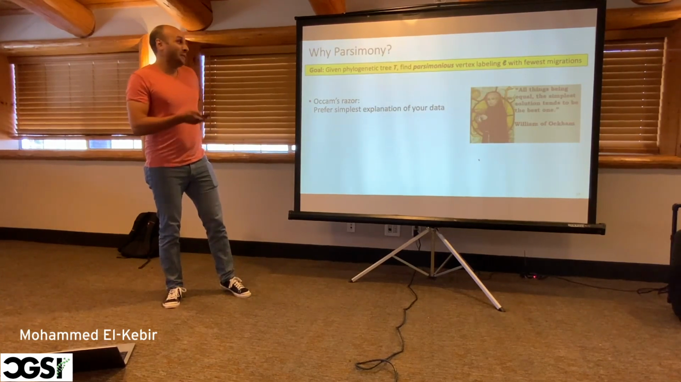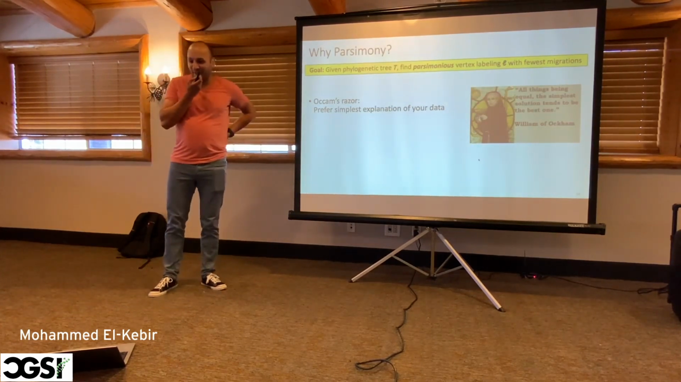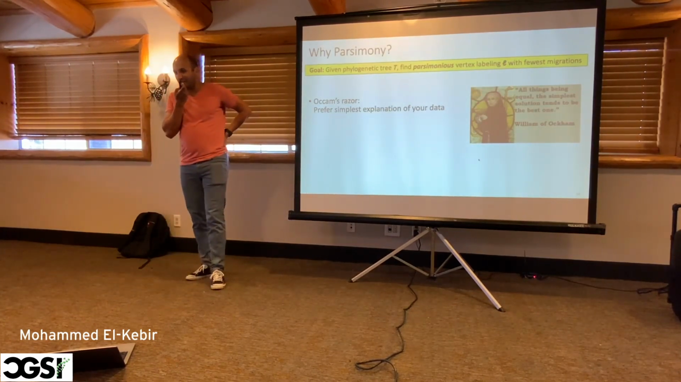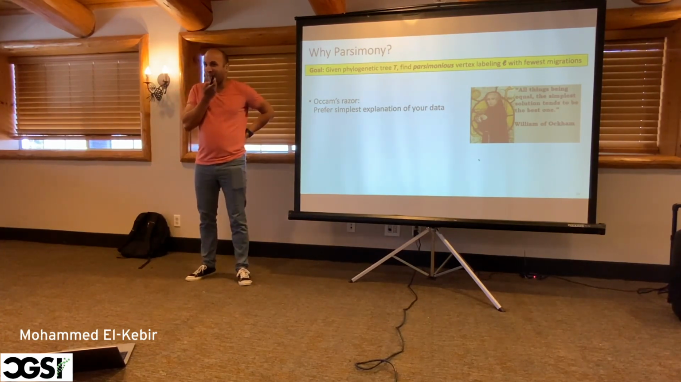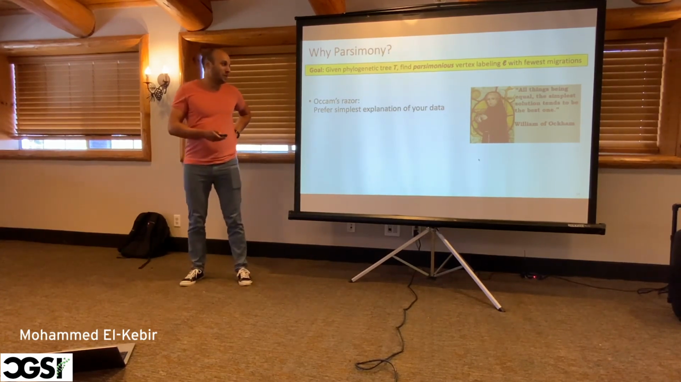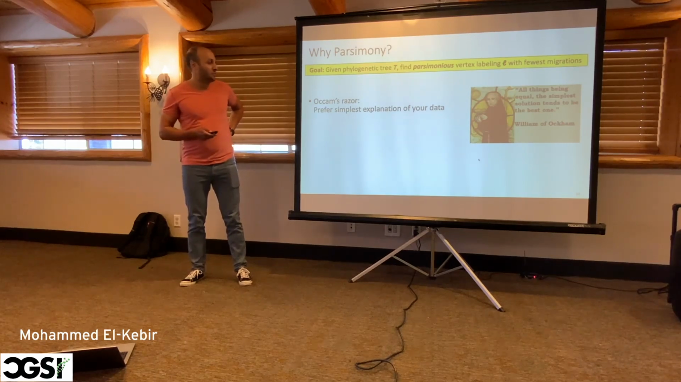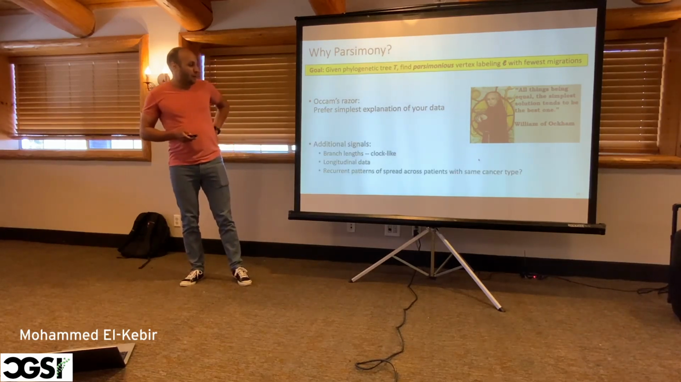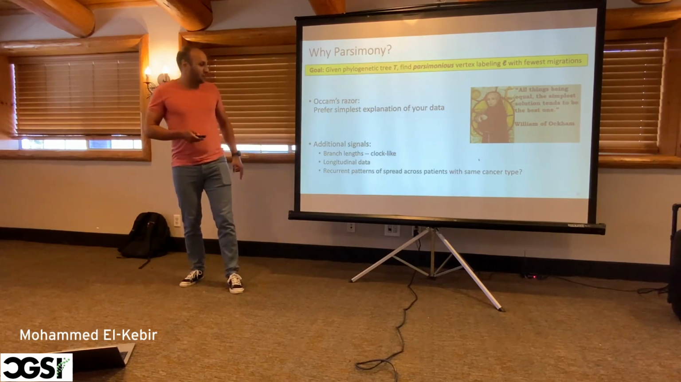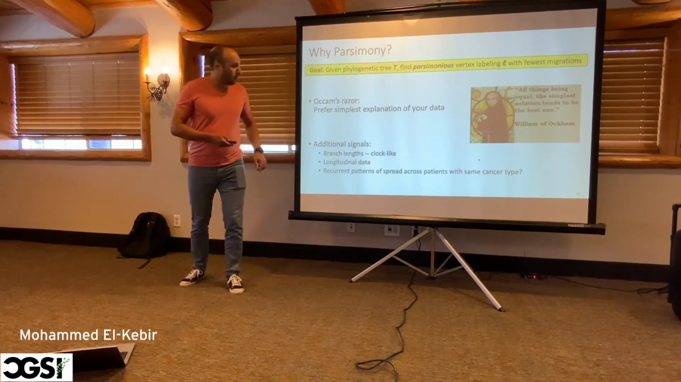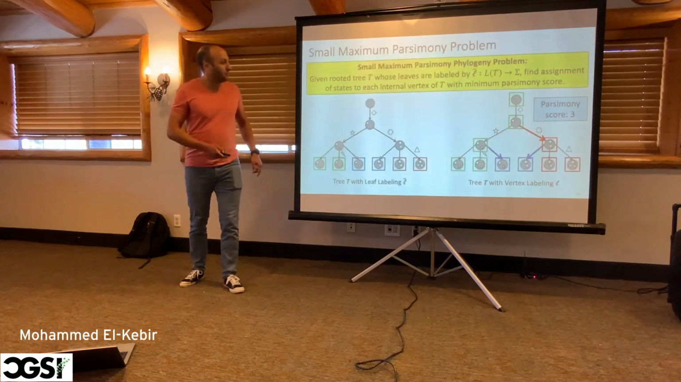Okay, so I already explained parsimony. This is something that we do a lot in biology and evolution. If you don't know what happened, you should prefer a simpler explanation over a more complex explanation. So this is Occam's razor. That's basically what we're using over here. I may talk about this later, so there are additional signals beyond parsimony, but let's stick with parsimony for now.